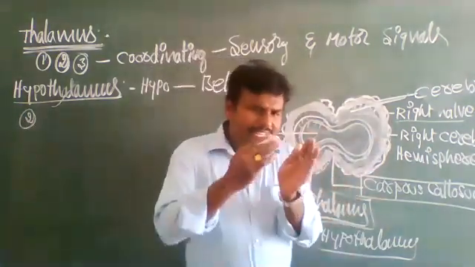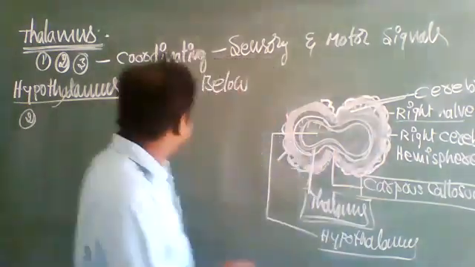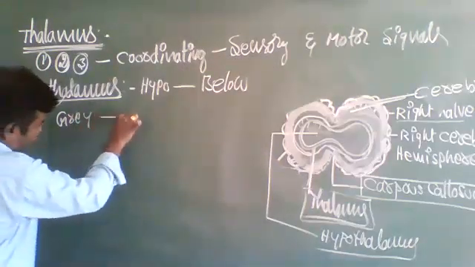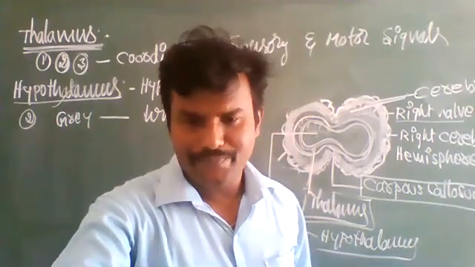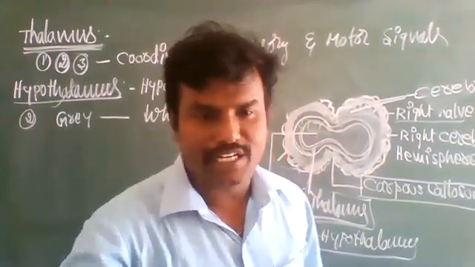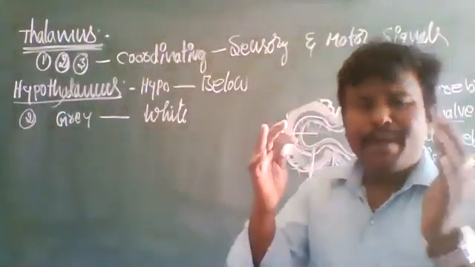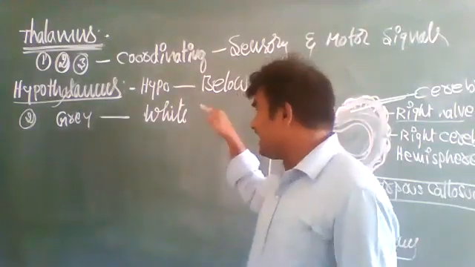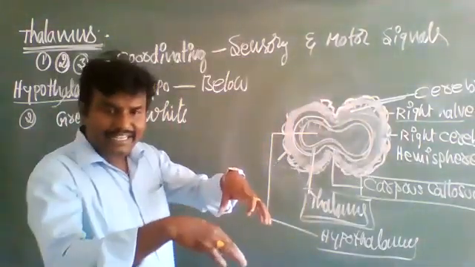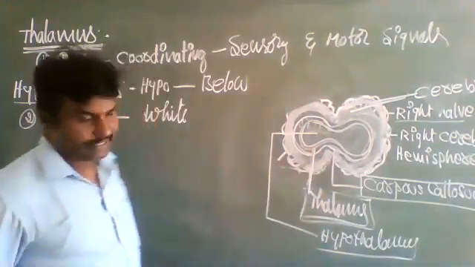In the white matter, slightly gray matter is present. Okay, so hypothalamus consists of masses of gray matter which is scattered in white matter. In white matter, gray matter is scattered, distributed.